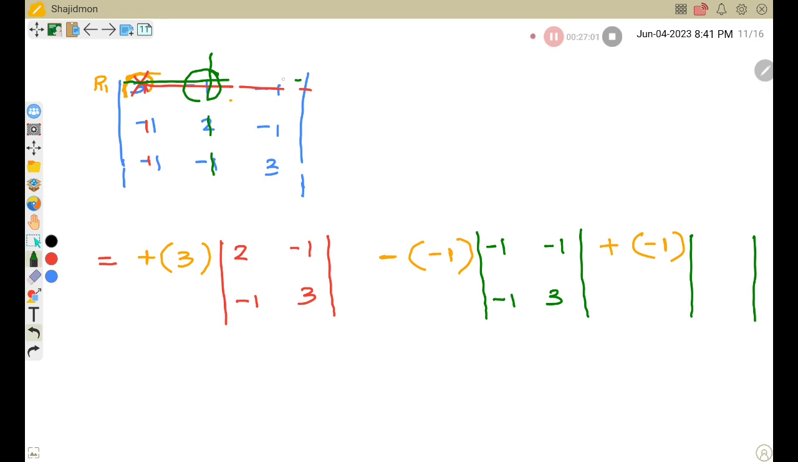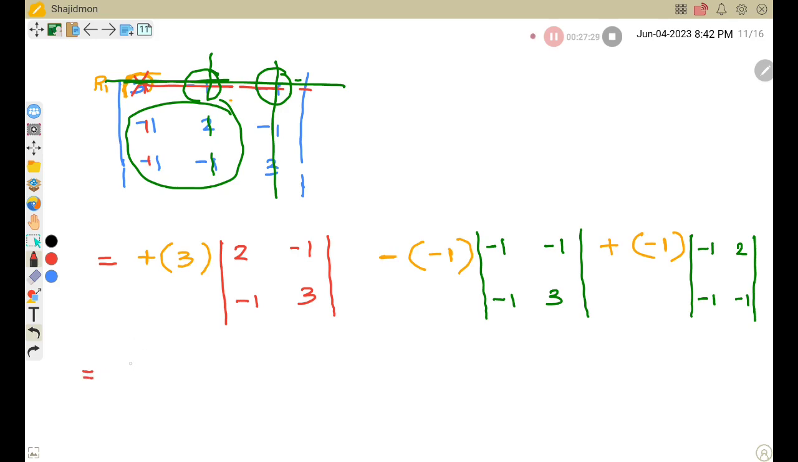Okay, so the next number is this minus 1. That number is coming, so we delete its row and column. Take the remaining numbers. What are the remaining numbers? Minus 1 and 2, minus 1 and minus 1, correct? So this is the expansion of that 3 by 3 determinant. You can use Sarrus' method also by using arrows, but this is easier than that. So we will get it like this.